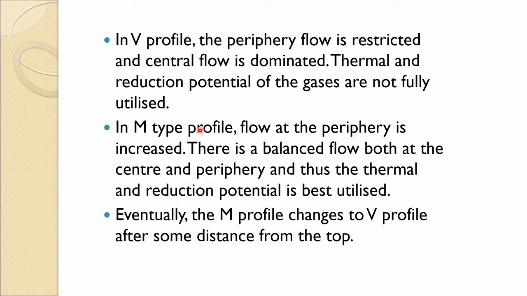So, in the V profile, the periphery flow is restricted and central flow is dominated. Thermal and reduction potential of the gases are not fully utilized. In the M type profile, flow at the periphery is increased, there is a balanced flow both at the center and the periphery, and thus the thermal and reduction potential is best utilized. And eventually, the M profile changes to a V profile after some distance from the top. But by the time it reaches that, you have achieved quite a lot in terms of thermal and reduction potential of the gases.